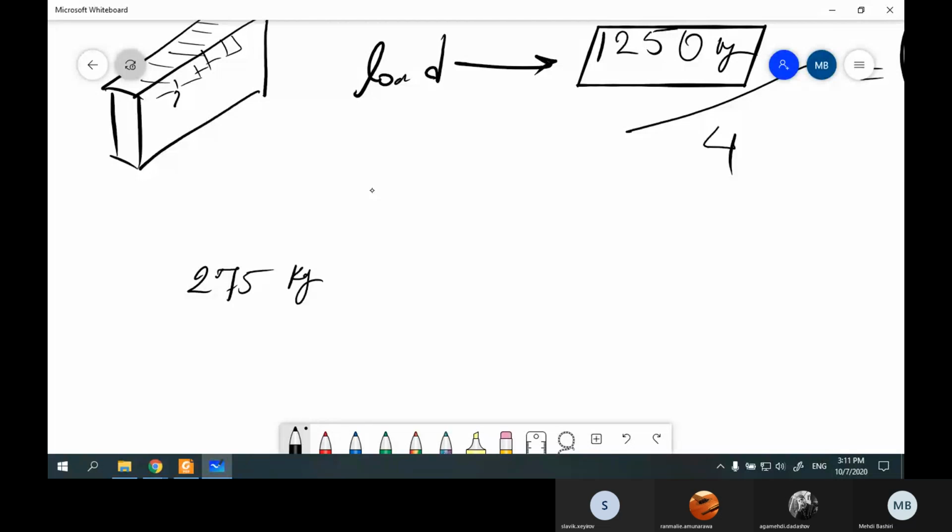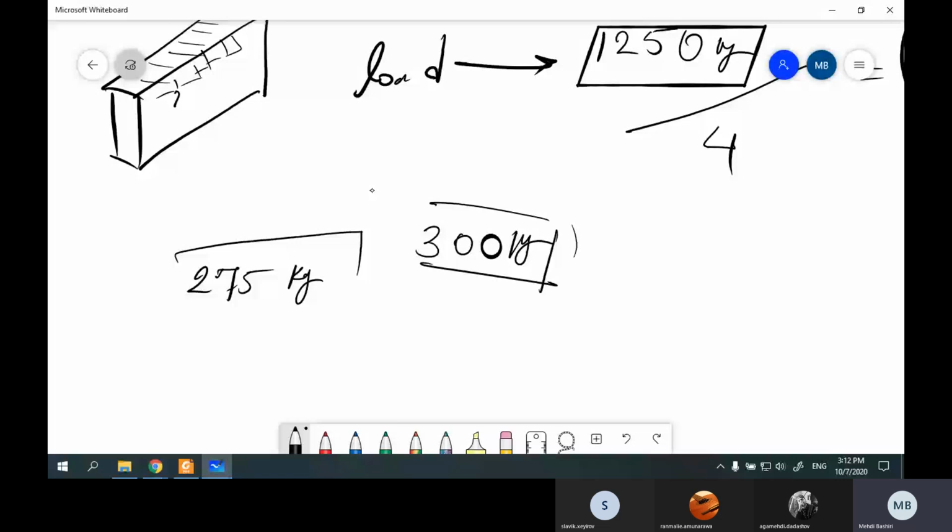Okay. So, for example, if finally you design a wall with a capacity of 300 kilogram, this one is reasonable. Why? Because the capacity is 300 and the maximum load is 275. Okay, so this capacity is more than this one, and this is good.